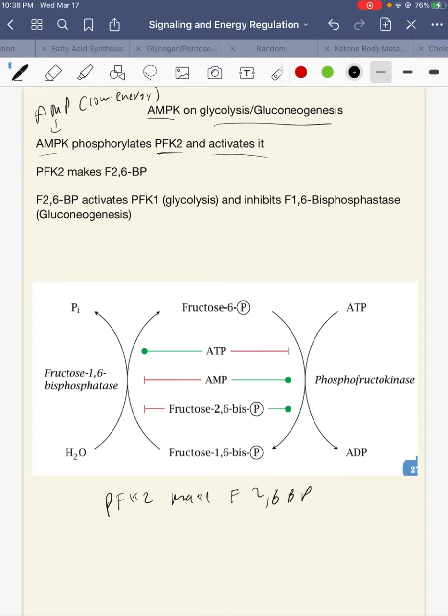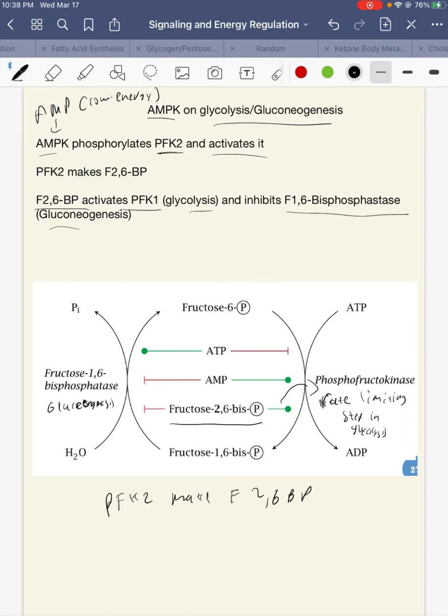2,6-bisphosphate. Fructose 2,6-bisphosphate can activate PFK1, so this is the rate limiting step in glycolysis. It also inhibits fructose 1,6-bisphosphatase, one of the rate limiting steps in gluconeogenesis. Okay, so it will activate glycolysis and inhibit gluconeogenesis. Fructose 2,6-bisphosphate activates PFK1 in glycolysis and inhibits fructose 1,6-bisphosphatase in gluconeogenesis.